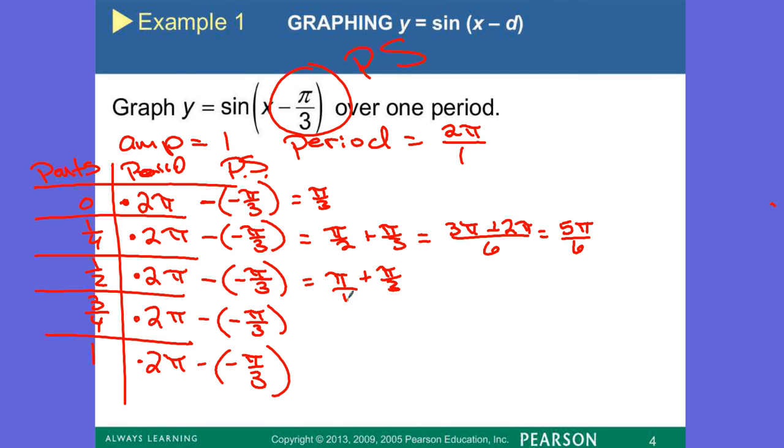Cash 4.2 is here somewhere. 4.2. Yeah, 4.2. I just handed it out. Somewhere here. Okay, thank you.